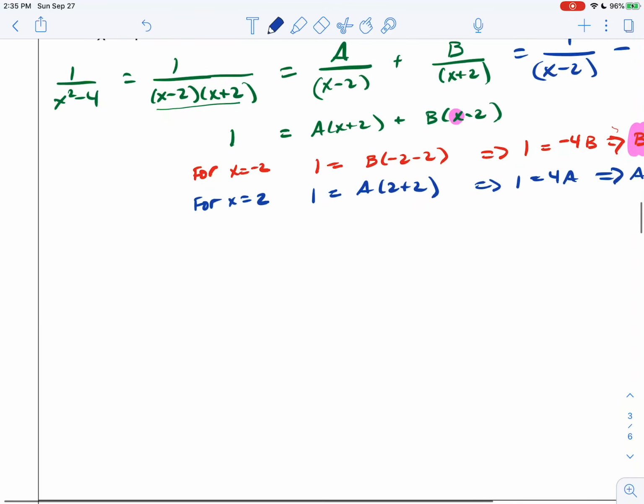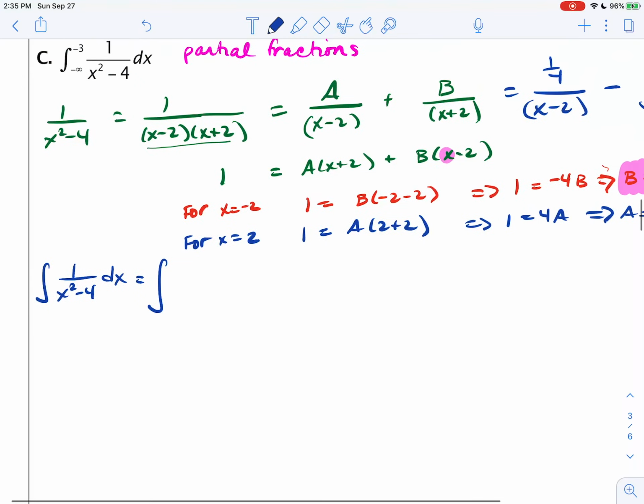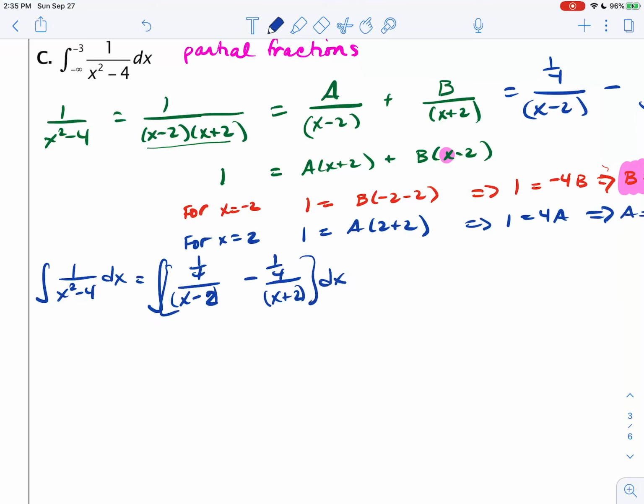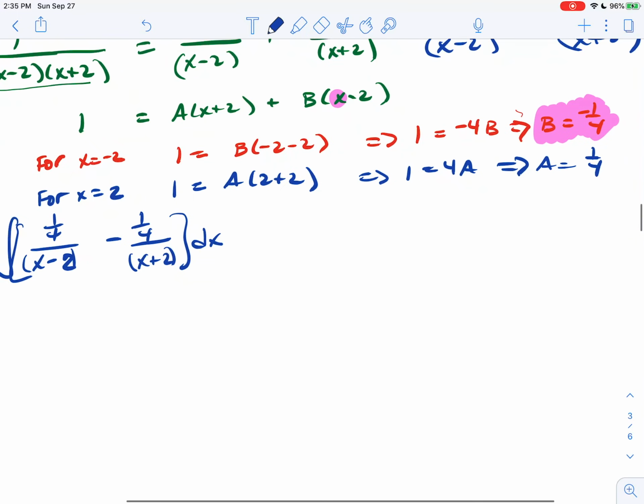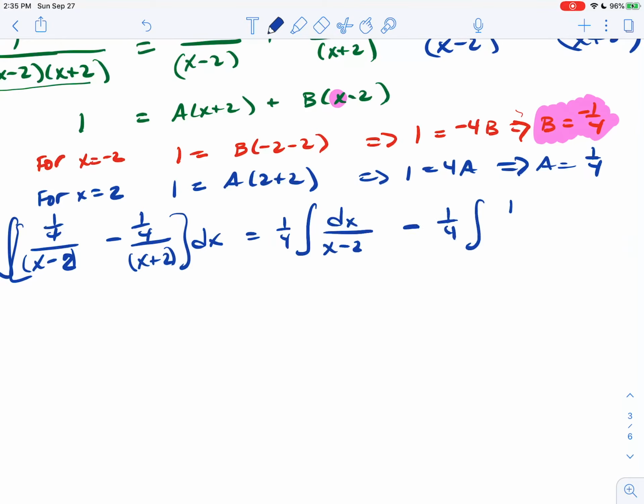Taking my integral, I end up with the integral of 1 over x squared minus 4 dx is going to give me my integral of 1/4 over x minus 2 minus 1/4 over x plus 2 dx. And I can split up those integrals and use the algebra of integrals, so I can pull my 1/4 on the outside, and I end up with integral of 1/4 dx over x minus 2, take away 1/4 times the integral of dx over x plus 2.